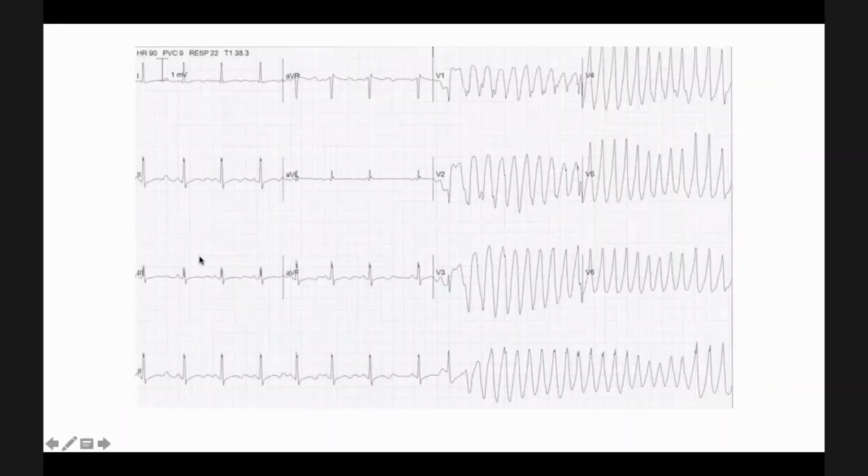So this is actually a patient with hypokalemia with the presence of U waves, then going into torsades, okay, as a complication.